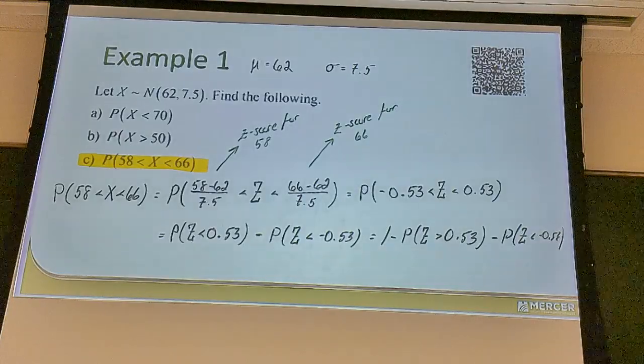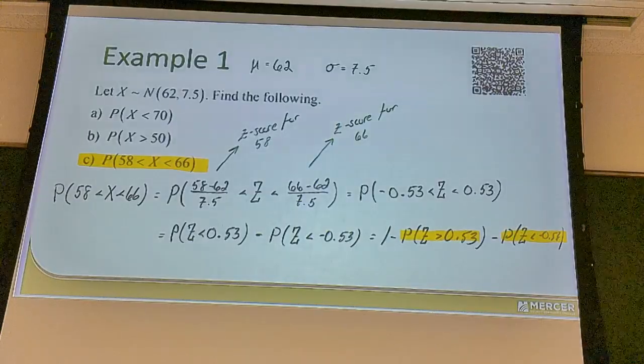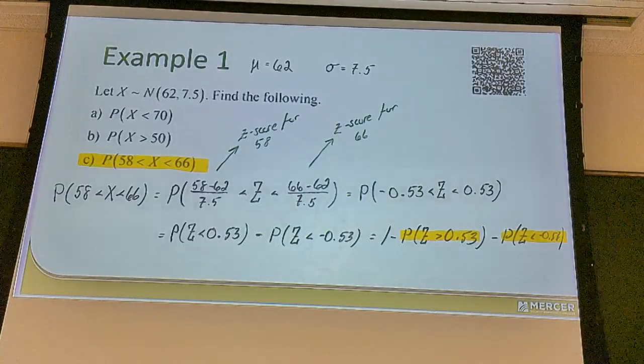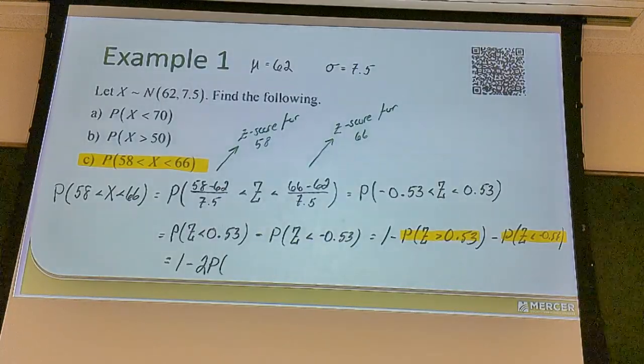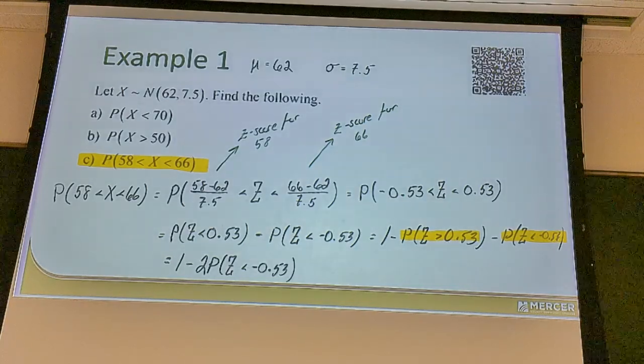I'd like to find one value, because as you mentioned, it is symmetrical. Yeah, I remember you said something. Those two areas are identical. So it doesn't matter, you could do less than the 0.53 and subtract the less than negative 0.53, or it's just 1 minus twice this probability, due to symmetry.